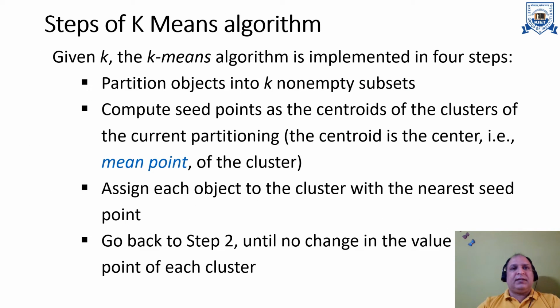So these are the steps in this particular algorithm. First, we partition objects into K non-empty subsets, and then compute the seed point as the center of the cluster of the current partitioning, which we can say is the mean point. The third step is to assign each object to the cluster with the nearest seed point, and this process continues until there is no change in the mean point of each cluster.